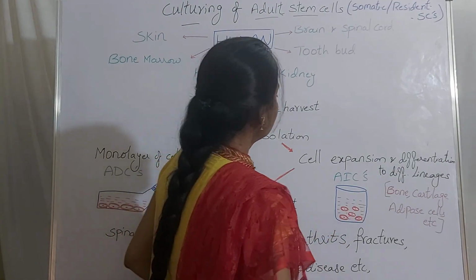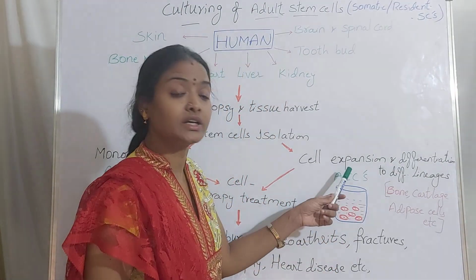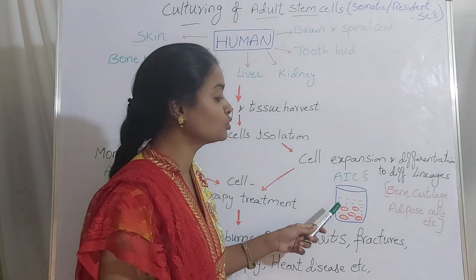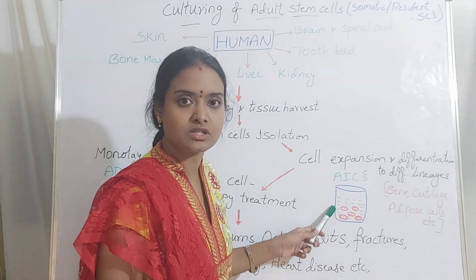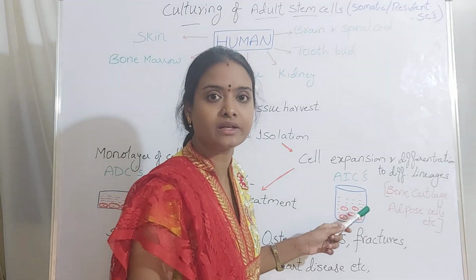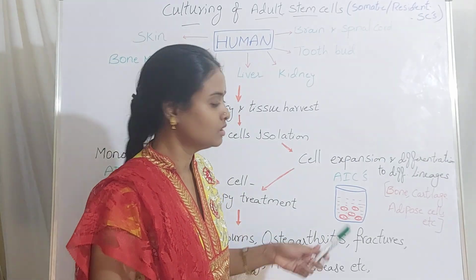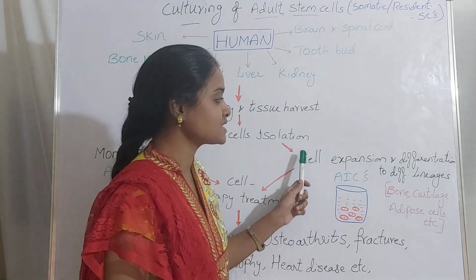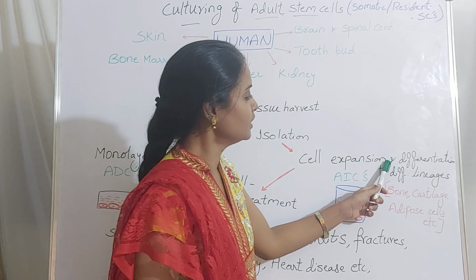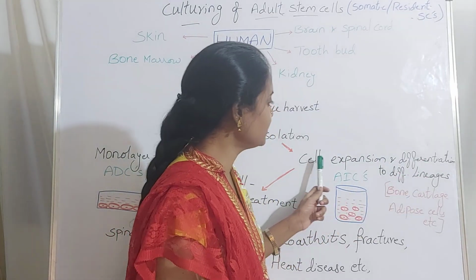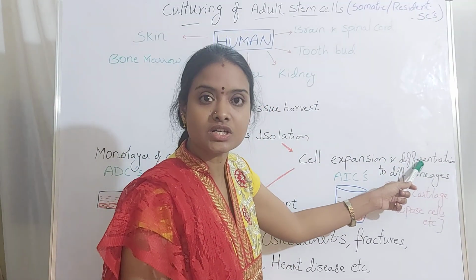So here in case of anchorage independent cells, you are going to grow them as suspension cultures, where the cells are freely suspended in animal tissue culture media, right? So it is the cell expansion and differentiation. So what do you mean by cell expansion and differentiation?